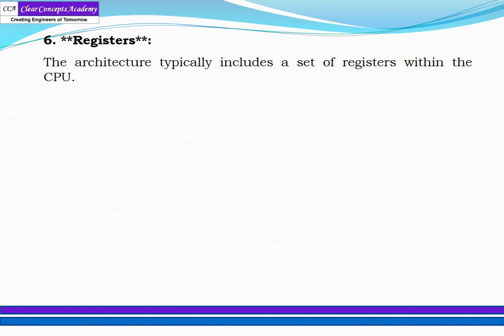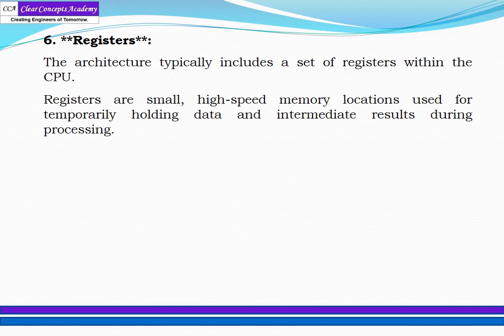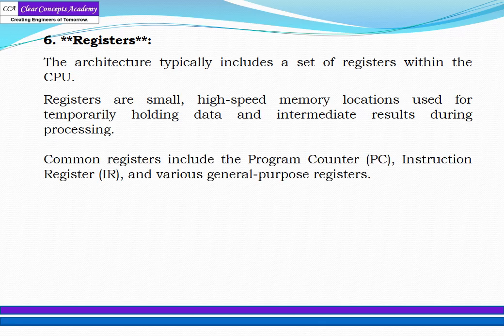Registers. The architecture typically includes a set of registers within the CPU. Registers are small high-speed memory locations used for temporarily holding data and intermediate results during the process. We have already seen in our last lectures, in the block diagram of ALU, what is the purpose of registers and how they operate. Common registers include the program counter, that is PC, instruction register IR and various general purpose registers. This also we have already seen in detail.